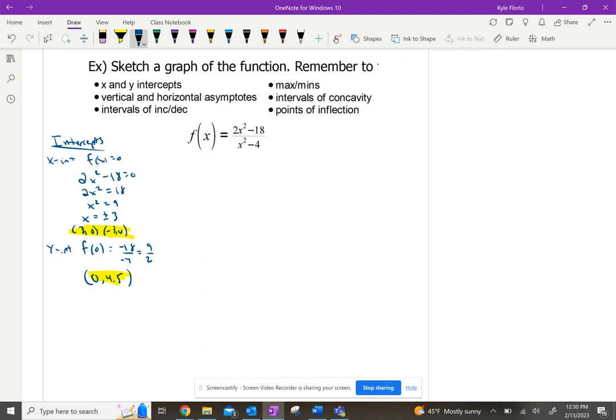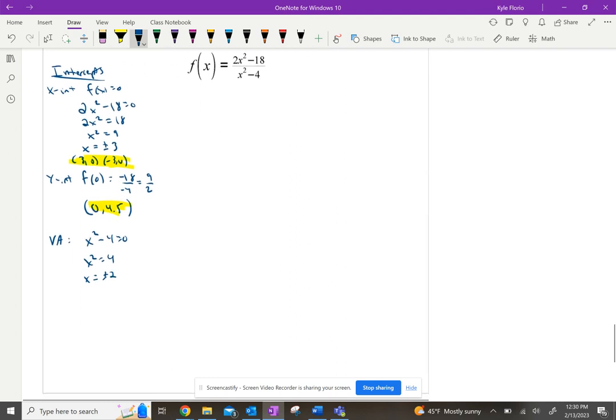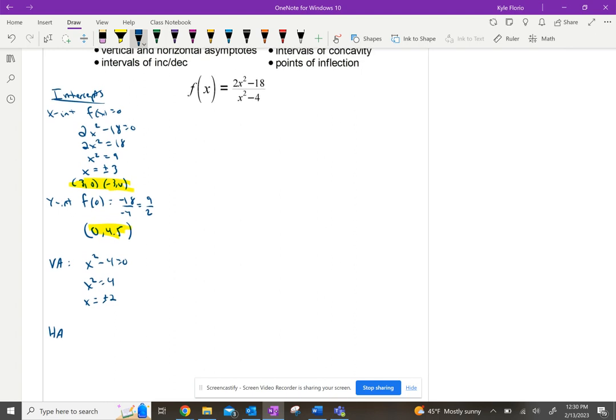And now let's talk about asymptotes here. So I have a vertical asymptote. That's when the denominator equals 0. So that's when x squared minus 4 equals 0. So that's when x squared equals 4, which is at plus or minus 2. So there's two vertical asymptotes. The horizontal asymptote, let's look at the degree on the top and bottom. The degree on the top and bottom are equal. So there's a horizontal asymptote at y equals the ratio of the leading coefficients, 2 and 1. 2 over 1 is just 2. Okay. So we have our asymptotes there.